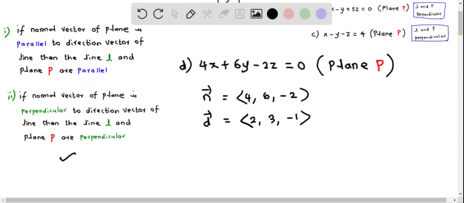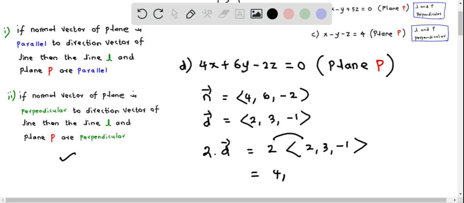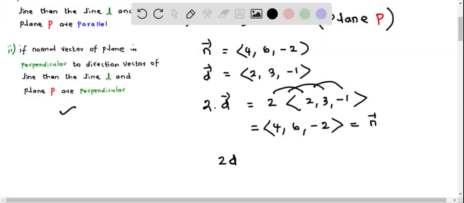Now we can see that we can write this normal vector as twice the direction vector. Suppose we take this direction vector d and we multiply it by 2. So this equals 2 times (2, 3, -1). We have to multiply all the numbers by 2. So 2 times 2 is 4, and 2 times 3 is 6, and 2 times negative 1 is negative 2. And clearly this is the normal vector. So we see that 2 times the direction vector equals the normal vector.